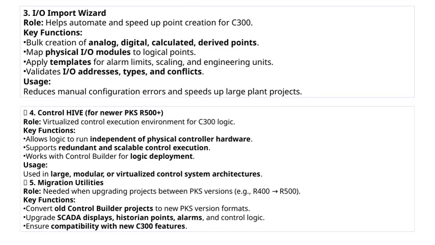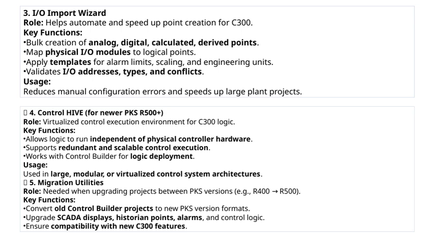Let's take a closer look at Control Hive, which is particularly relevant for newer PKS R500 systems. Essentially, it's a virtualized control execution environment designed specifically for the C300 logic. What this means is that it allows logic to run independently of the physical controller hardware, providing greater flexibility. It also supports redundant and scalable control execution, so you can ensure reliability and grow your system as needed. Control Hive works seamlessly with Control Builder, making logic deployment more straightforward. You'll find it especially useful in large, modular, or virtualized control system architectures where flexibility and scalability are key.